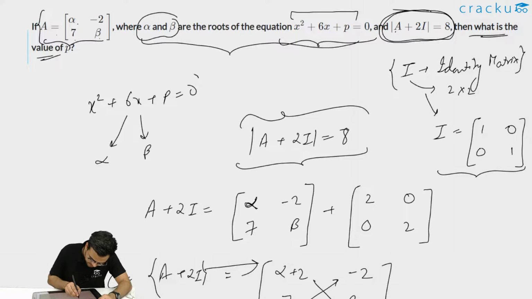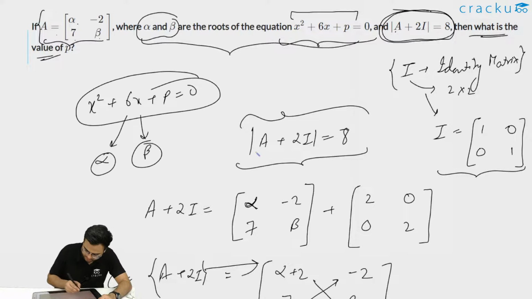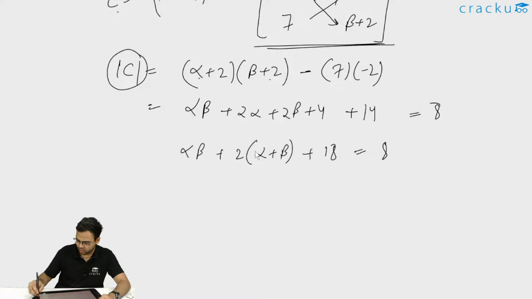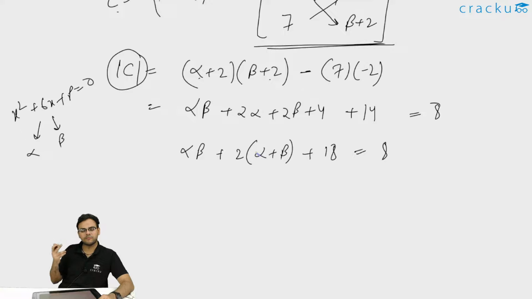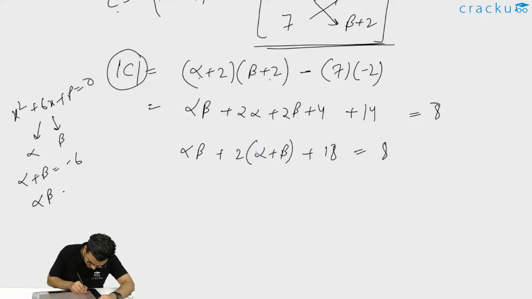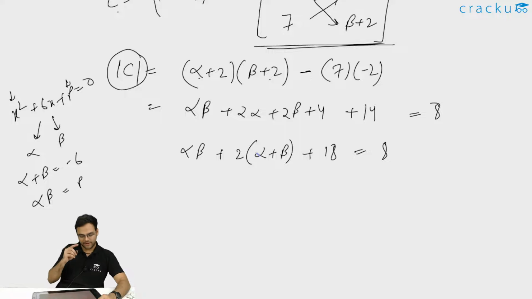Further information is that this equation's roots are alpha and beta. We are given the equation x square plus 6x plus p equal to 0 whose roots are alpha and beta. We know that the sum of the roots of the equation is minus b upon a. So alpha plus beta is minus b upon a, which is minus 6. The product of the roots is c by a. So alpha into beta is c is p and a is 1, so p by 1 which is p. So alpha plus beta is minus 6 and alpha into beta is p.